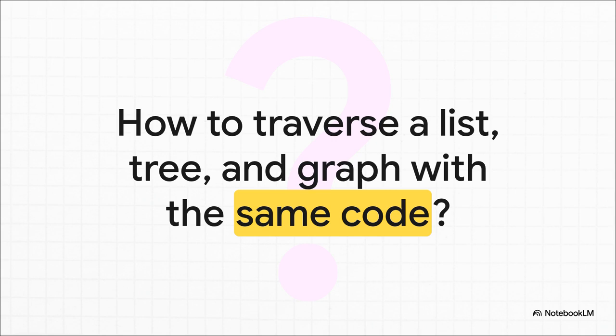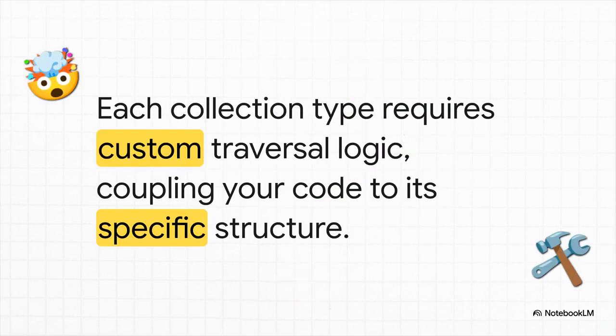So the question is, how on earth do you write one piece of code that can loop through all of them without a major headache? Well, your first instinct might be to just write custom code for every single type. A standard for loop for the list, maybe a recursive function to crawl through the tree, and some specialized API call for the social graph. And look, that works. But you end up writing the same kind of logic over and over, just tweaked a little bit each time. It gets repetitive, it gets messy, and honestly, it's a total nightmare to maintain.